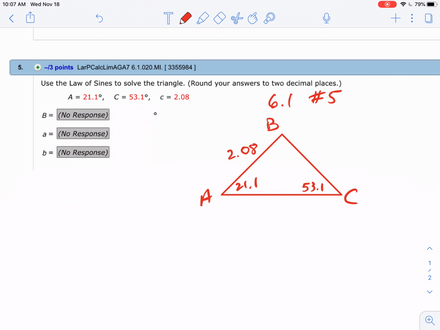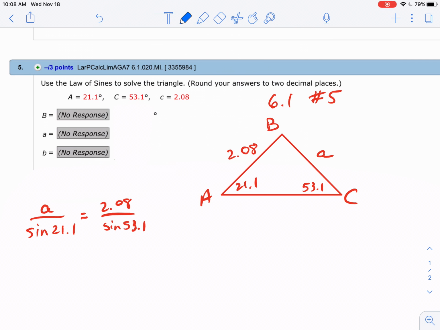Okay, so 6.1, number 5. Again, just looking at it, this is called angle side, or side angle, but we call it angle side. So 2 angles and then the side. So I can find little a first. I can put little a over the sine of 21.1, and I can do 2.08 over the sine of 53.1.